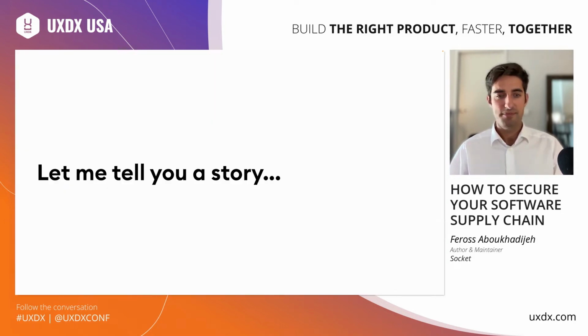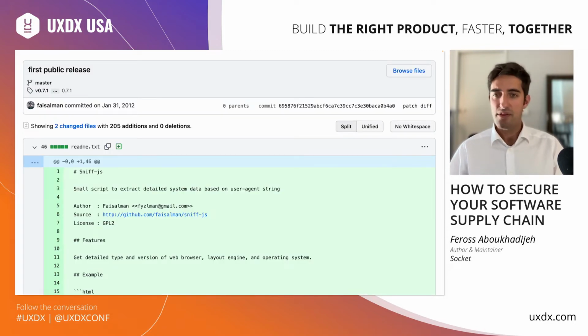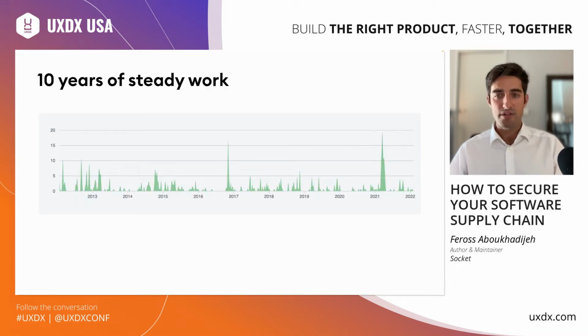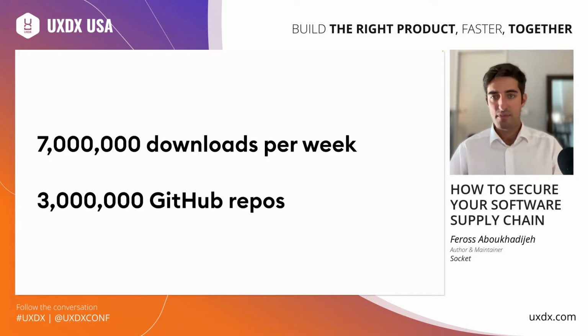Now let's get started. So let me tell you a story. On January 13th, 2012, over 10 years ago, a developer named Faisal Salman published a new project to GitHub. It was called UAParser.js. It was a user agent string parser. Lots of people found it useful. And over the next 10 years, Faisal continued to develop the package with help from many open source contributors, publishing 54 versions. And the package just continued to grow in popularity. Eventually, it grew to 7 million downloads per week, and it was used by over 3 million GitHub repositories.